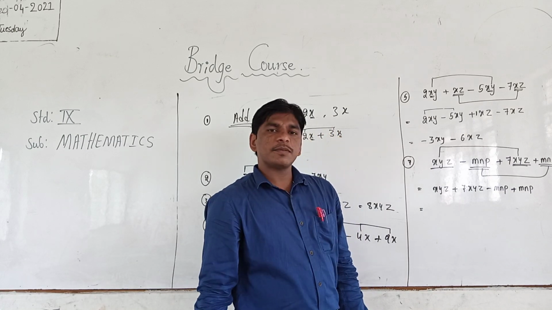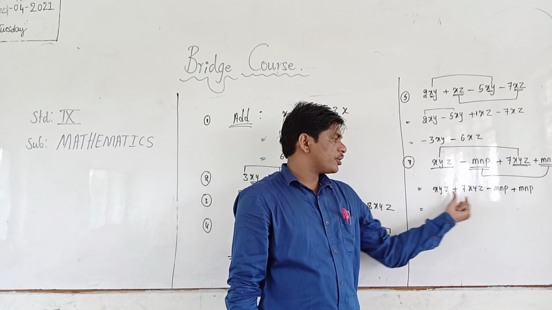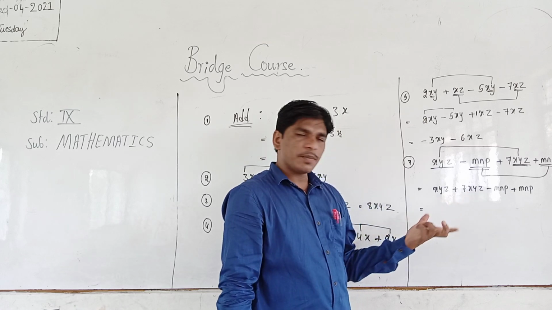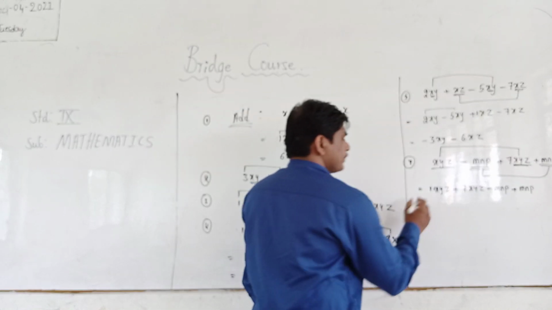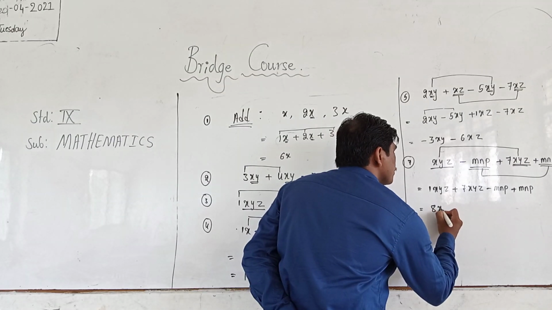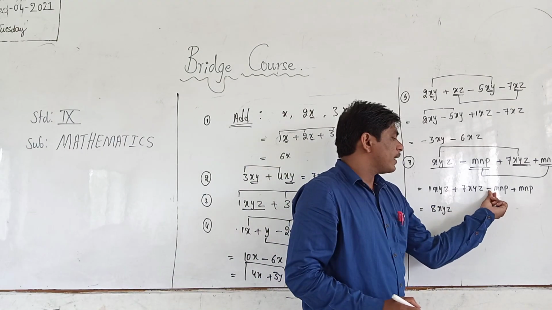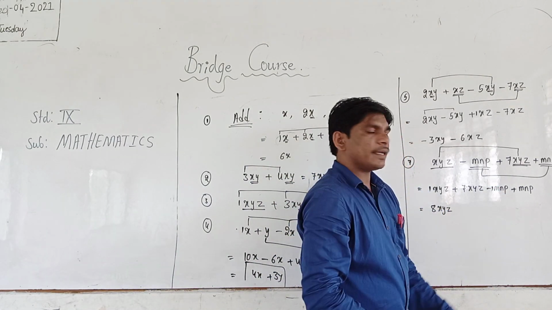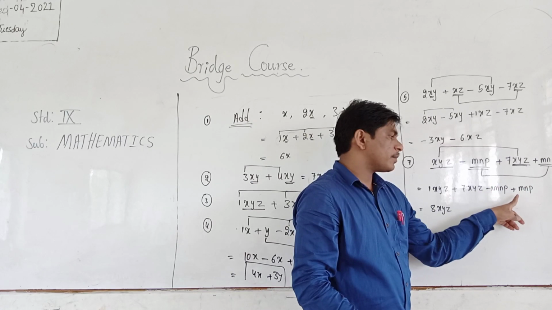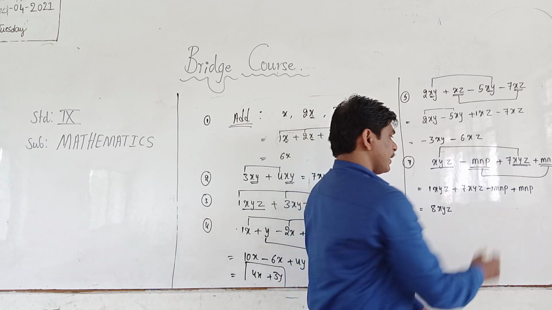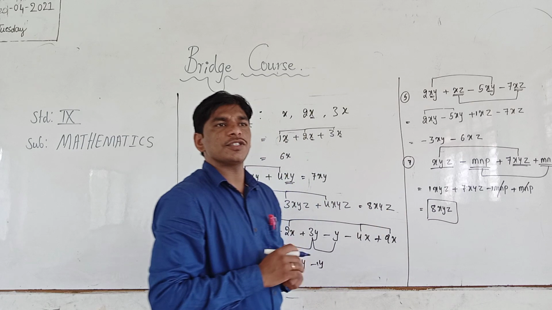Now, the next point is we are concentrating on xyz and 7xyz. Both are positive. Directly you have to add it. The xyz coefficient is 1. That's why 8xyz. And finally, here is 1 mnp and here is also 1 mnp. Minus 1 plus 1 is 0. That's why both are cancelled. Now the answer is 8xyz.